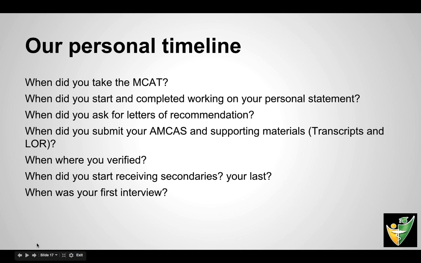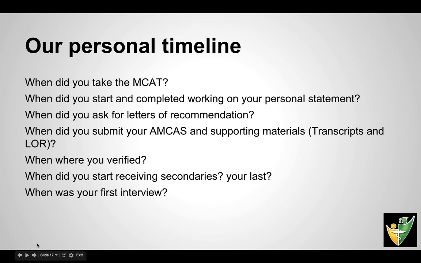Sure. So I took my MCAT 3 times, and the first 2 times I took it in 2011, and the last time I took it in May of last year. So I got my score around June 8th, and I started working on my personal statement about mid-May, but it took me a few drafts. I was going back and forth with my physician mentor, so I would say maybe a month and a half to really finalize a really solid personal statement.